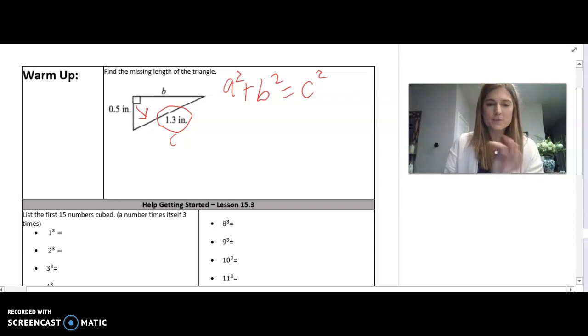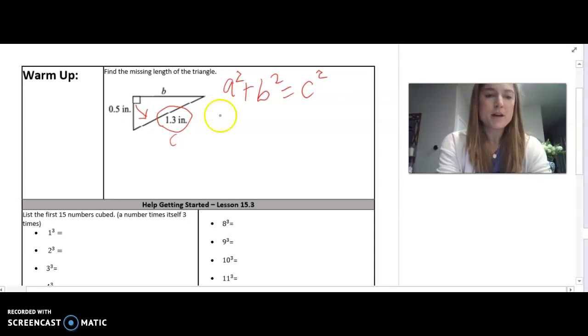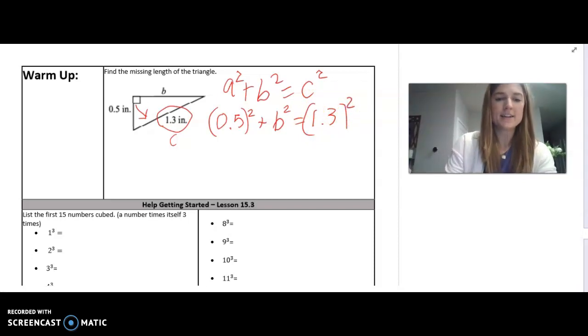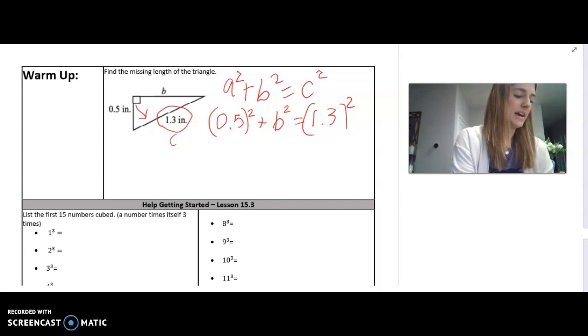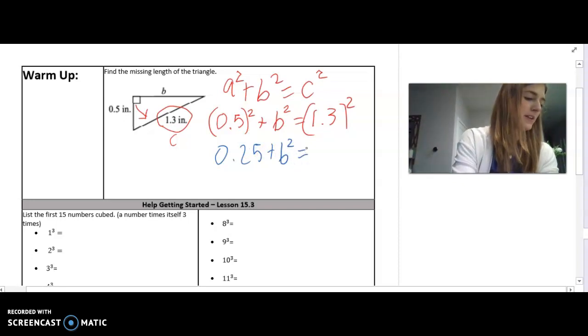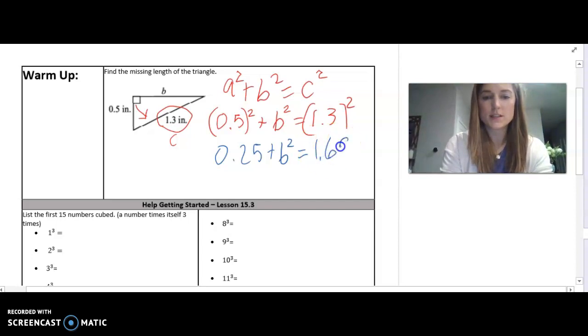So we're going to plug this into our formula. In this case, our a is 0.5. Our b, we don't know that, that's what we're going to solve for. And then c squared is going to be our 1.3 squared. So go ahead, simplify that. 0.5 times 0.5, I'm going to do that on my calculator, is 0.25, plus our b squared that we don't know. And then it all equals 1.3 times 1.3, which is 1.69.